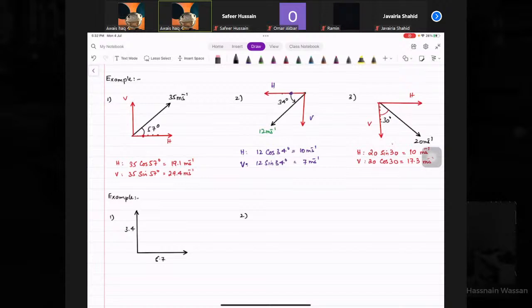Wait a second. They have given one vector like this and the other vector like this. Its value is 10, its value is 3. And the third one is given like this and this. So this is 12, this is 20.